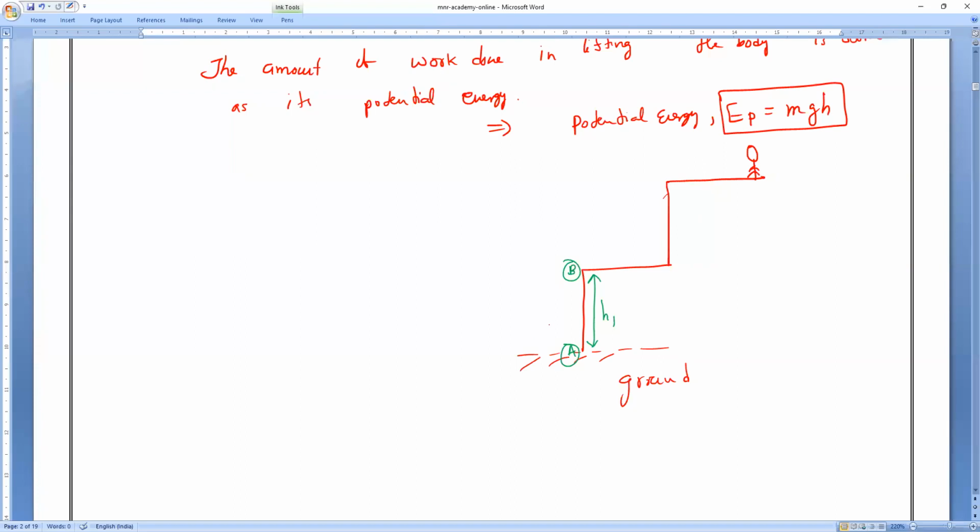Initially you are at point A. Finally you go from A to B, B to C, C to D, and finally you reach your destination E. Let me take some mass, your choice, whatever it is. I hope you all understand what I'm saying. Clear? Now this height from the ground, let me consider as H2. What is that, everybody? H2.